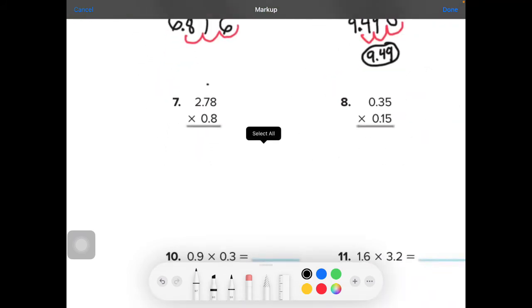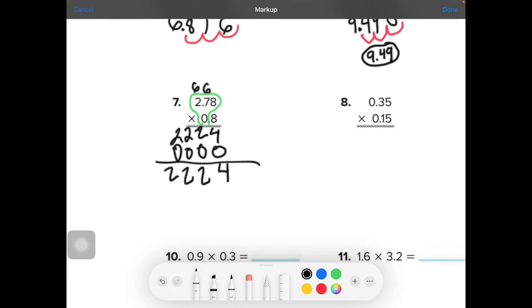Okay, number 7. 8 times 8, 64. 8 times 7 is 56. Plus 6 would be 62. 8 times 2 is 16, 17, 18, 19, 20, 21, 22. Zero times 8 is 0. 0 times 7 is 0. 0 times 2 is 0.